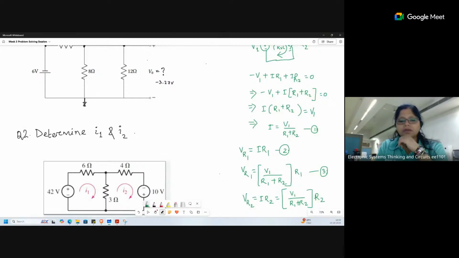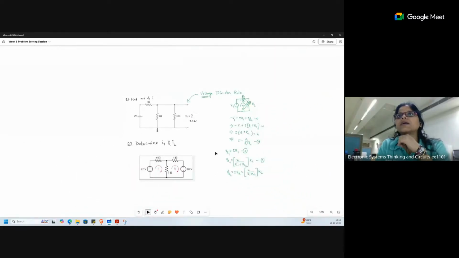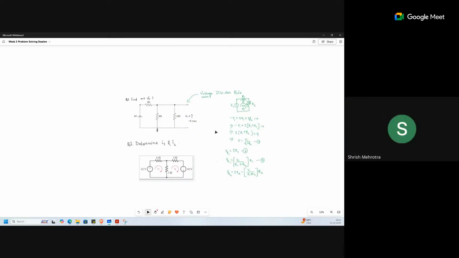Is it visible to everyone? This part, the green color, whatever I have written, or shall I enlarge it a little bit, or is it visible? Ma'am, please enlarge it a little bit. Okay.